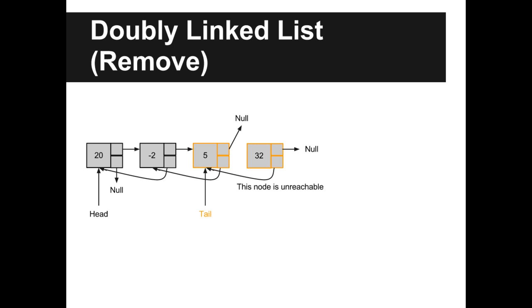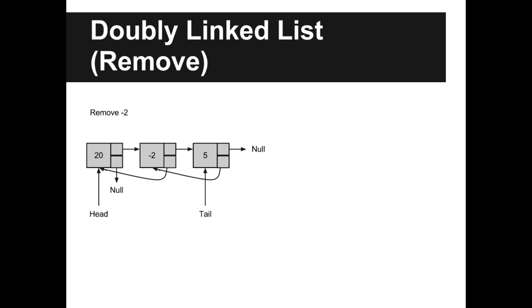Now 32 is not accessible anymore, so basically we have removed 32 from our linked list. Now our linked list is going to look something like this. Now let's say that we want to remove -2 from our linked list. The first step that we do, if we are not removing from tail or head, is start from the head and examine each node and continue until we find the node that we want to remove. So we start from what head is pointing at.